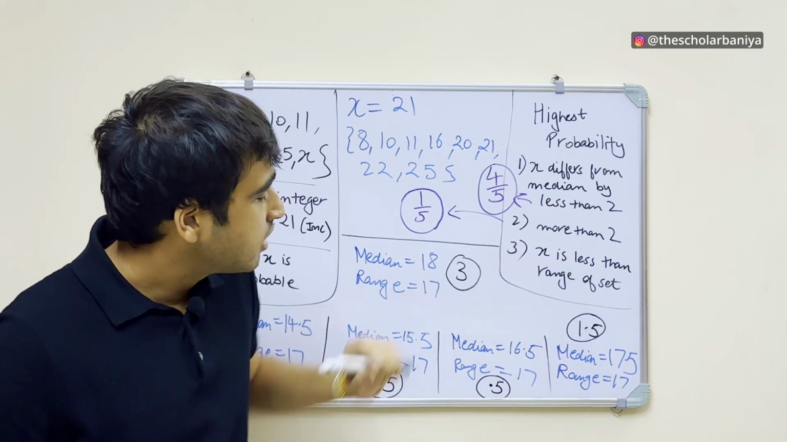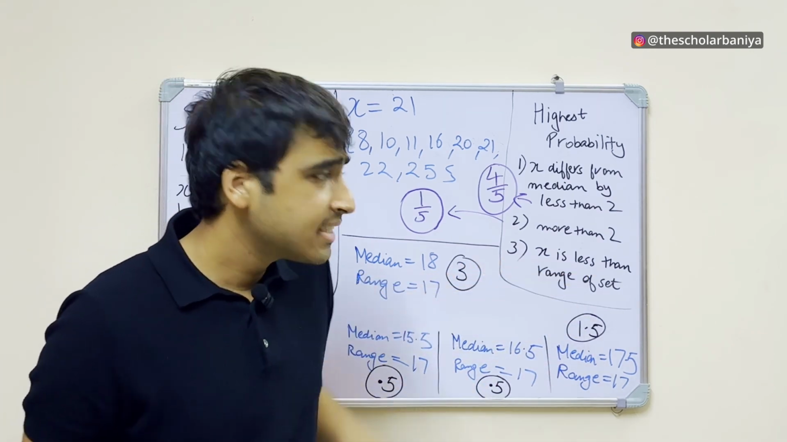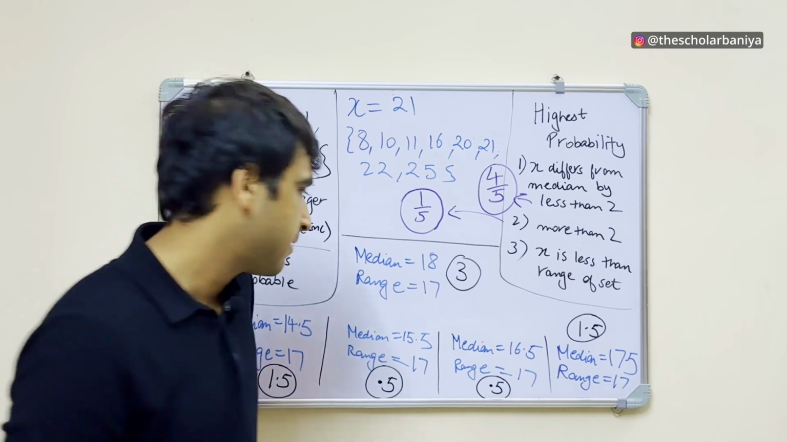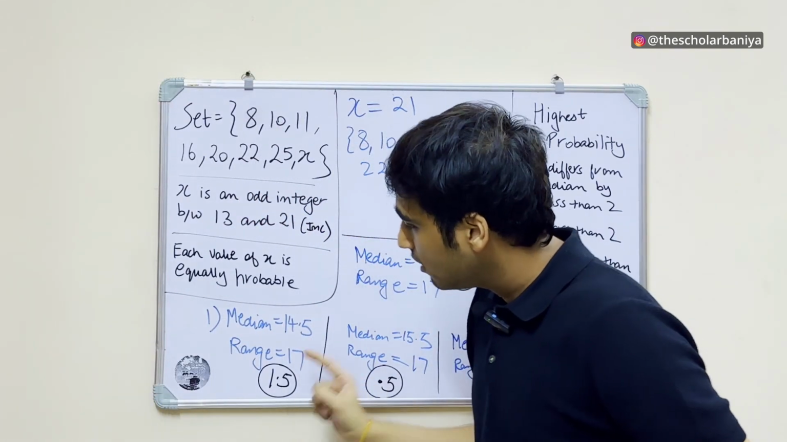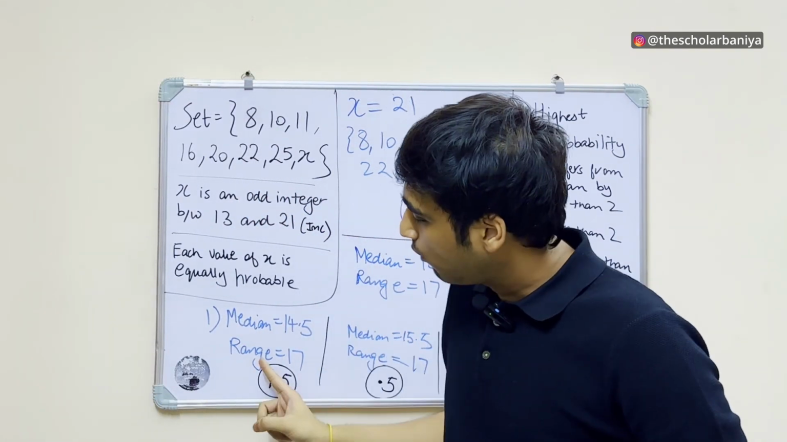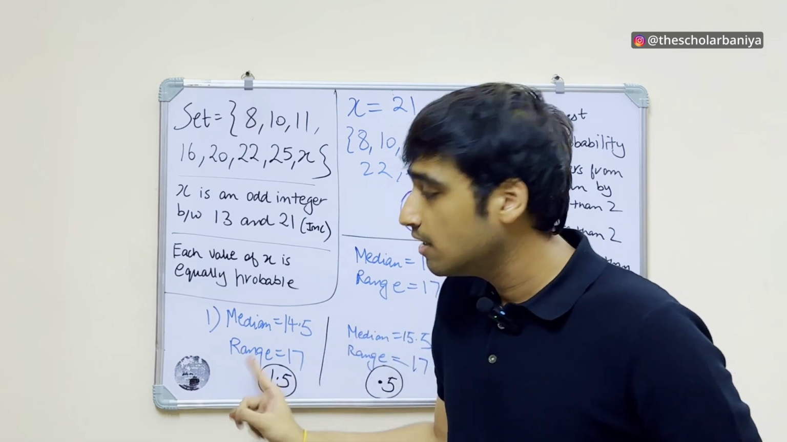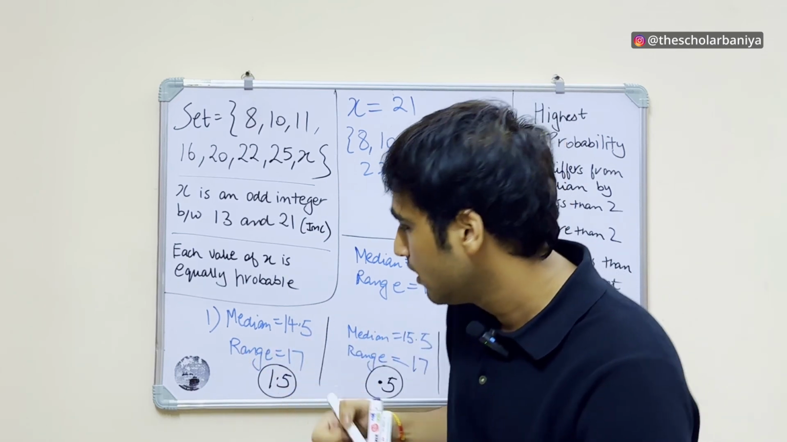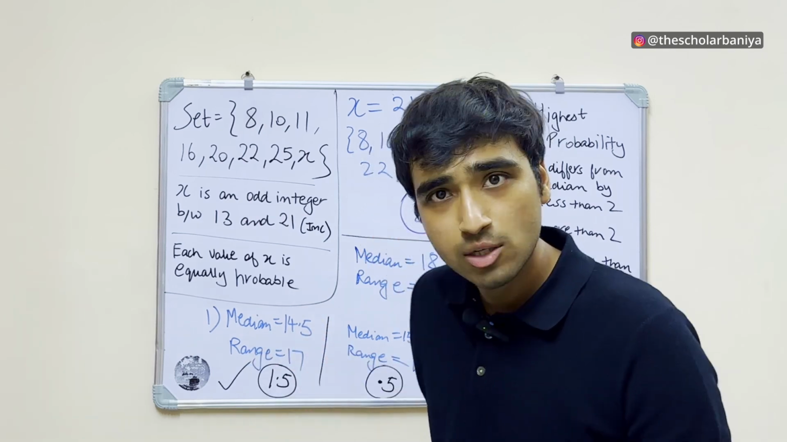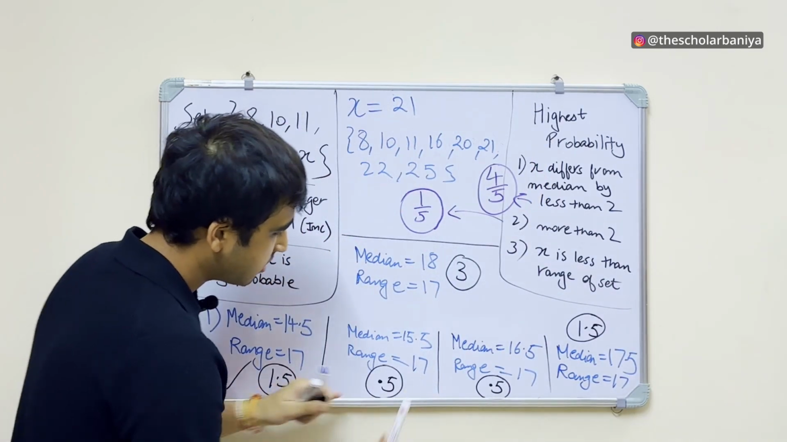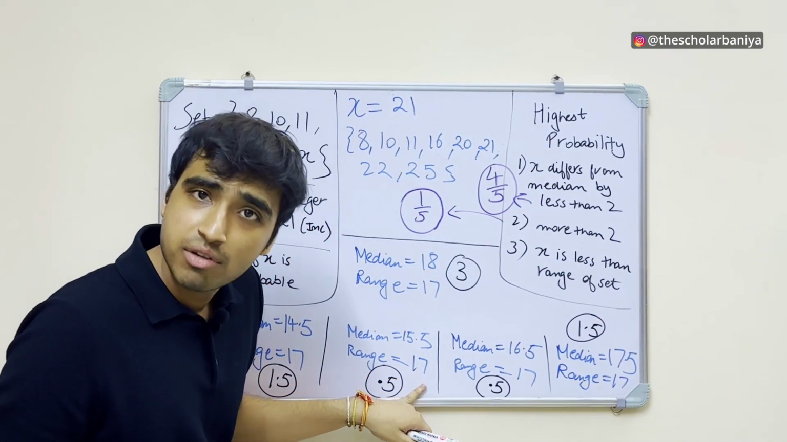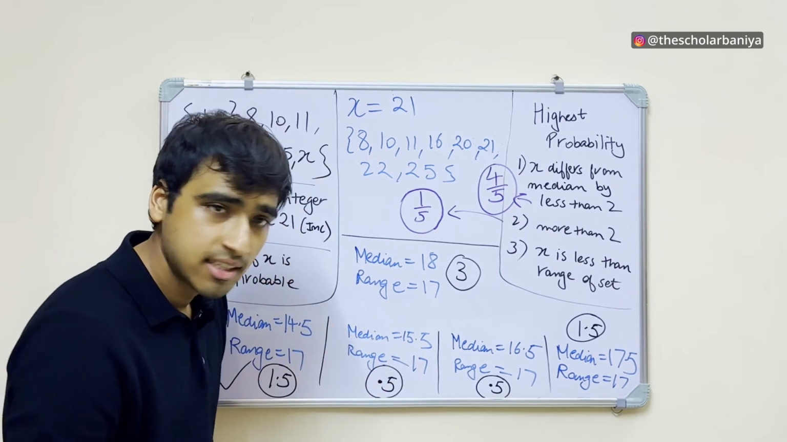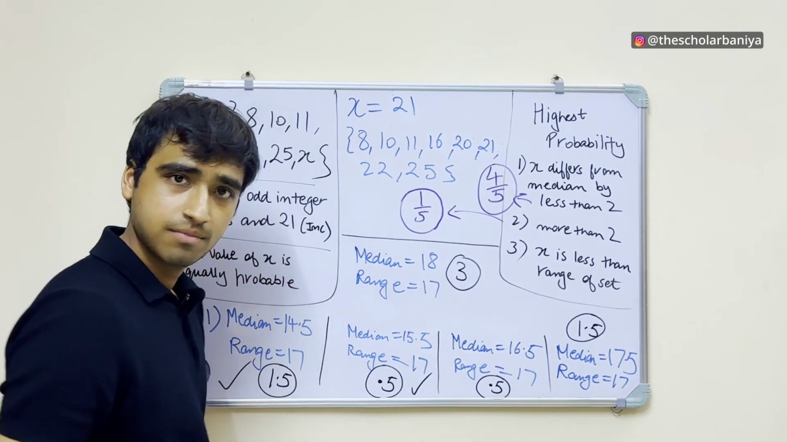Now tell me for the third option, x is less than the range of set, right? X is less than the range of set. Now tell me, the range is 17, right? What is the value of x? X was 13 in this case. So x is less than the range. It is less. So this case is valid. Absolutely. Tell me for this. The range is 17. What was the value of x? The value of x was 15. So even x is less than the range. So this is also valid, right?